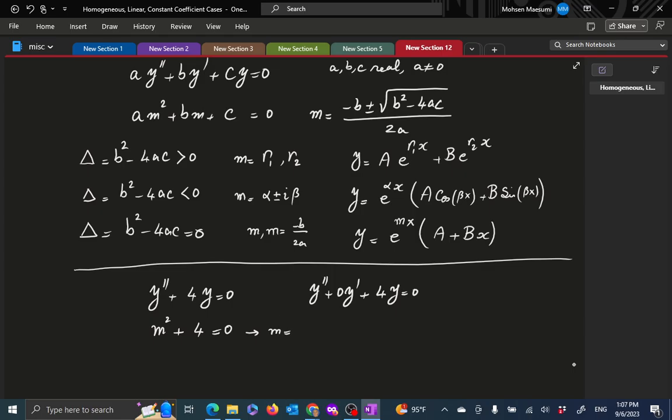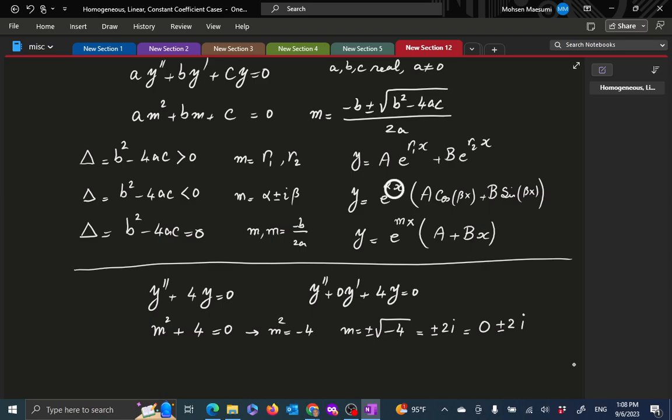This becomes m squared is equal to minus 4, so m is plus or minus square root of minus 4. If you write that as 2 or minus 2, you are missing the problem altogether. This is plus or minus 2i. If you want to write it more extensively, 0 plus or minus 2i.